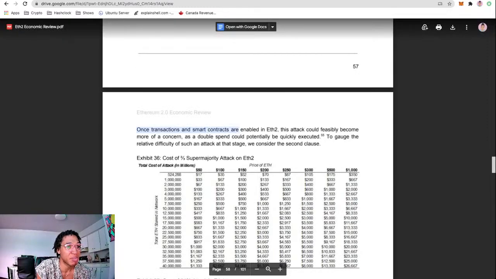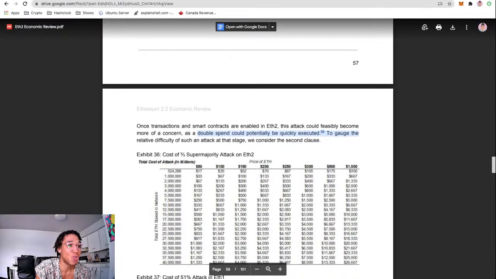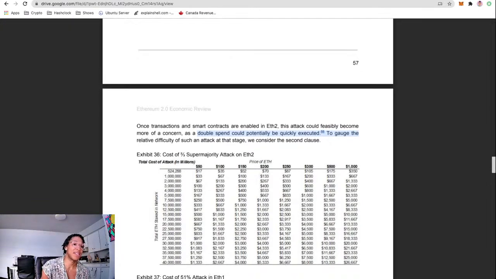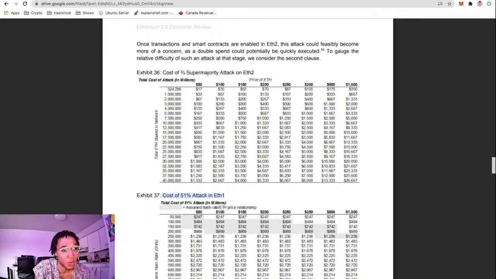Once transactions and smart contracts are enabled in ETH2, this attack could feasibly become more of a concern, and I definitely see it becoming a very large concern once transactions and smart contracts are allowed, as a double spend could potentially be quickly executed. To gauge the relative difficulty of such an attack at that stage, we consider the second clause. So this is now where we're talking about an attack and how much it would cost you, and then how much it would cost you on ETH1.